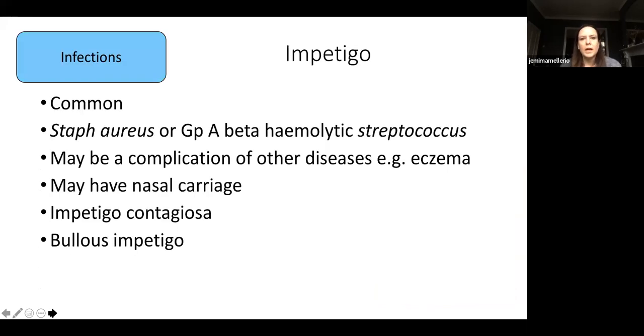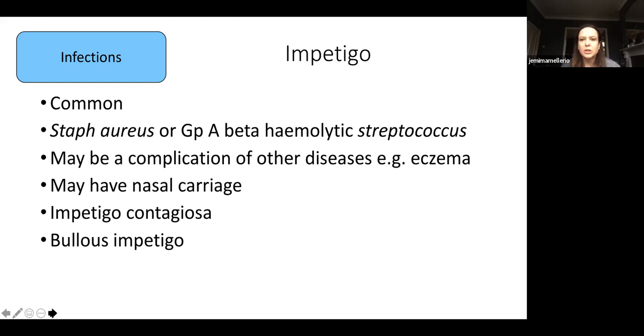So I'm going to move away from eczema now to some skin infections. So these are very, very common. And impetigo is something that we see a lot in children, and especially children when they're sort of 3, 4, 5 years old, because they do a lot of cuddling of each other and it can spread from contact. And this is usually caused by Staphylococcus aureus or sometimes a group A beta hemolytic strep.